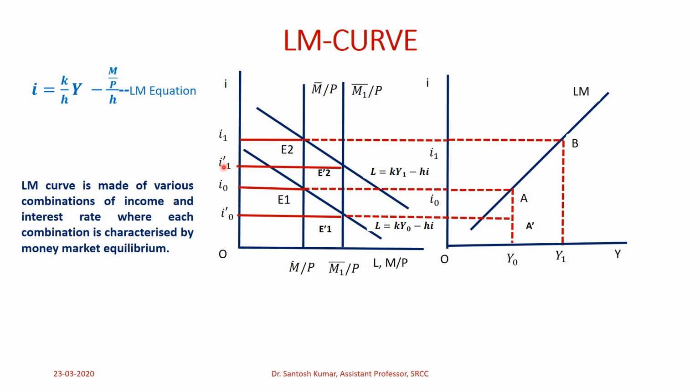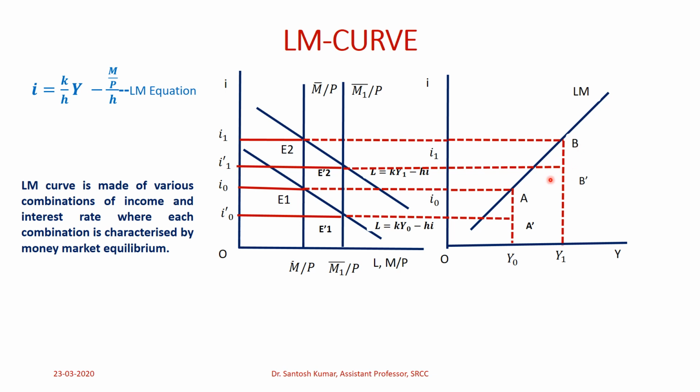Now this I prime 1 is associated with which level of income such that the money market is in equilibrium? It is associated with Y1, right? So this combination of I prime 1 and Y1 can be shown in the second diagram, right? This new combination of Y1 and I prime 1 will be shown at point B. Here you have got that combination.